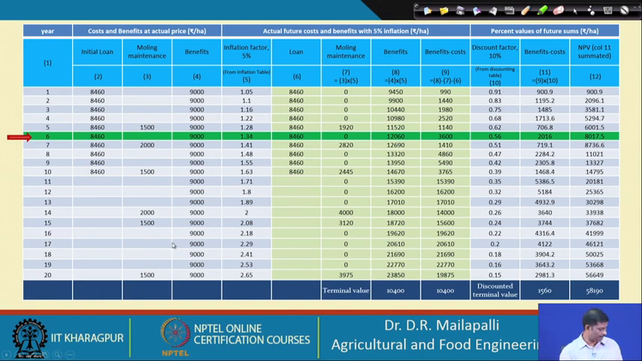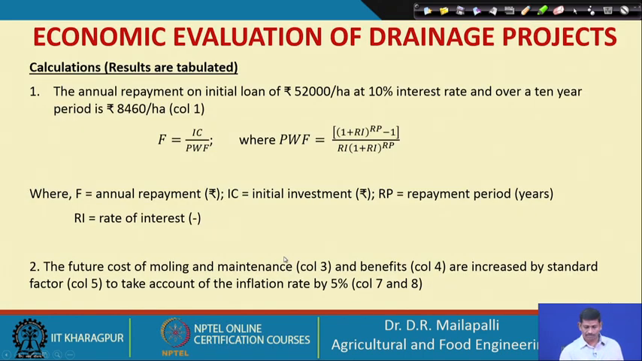So, that is column number 3, and then column number 4, that is the benefits. So, column number 4, the benefits, are increased by a standard factor to account for the inflation rate of 5%.